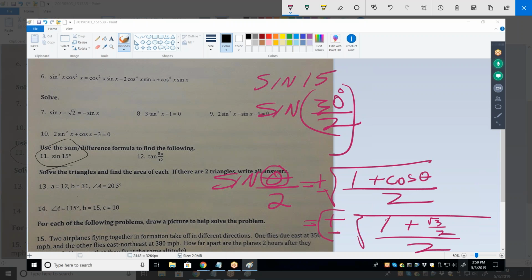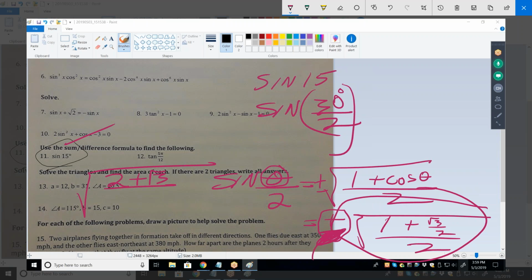But this question of which one we choose there, the plus or the minus? The plus. Because we know it's a first quadrant angle. 15 degrees is in the first quadrant. Sine has to be plus. So we get rid of the minus, and whatever that comes out to be, and here I can do that pretty quick. It's 2 plus root 3 over 2, all divided by 2, which is 2 plus root 3 over 4.